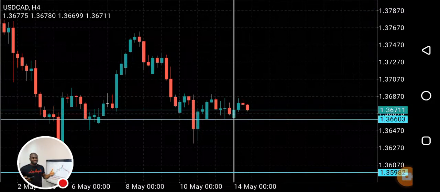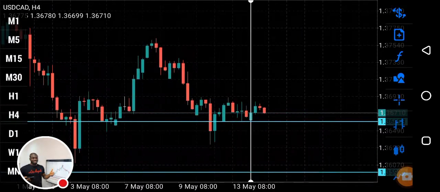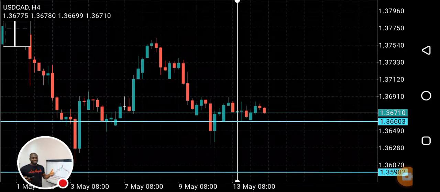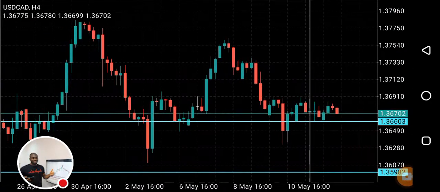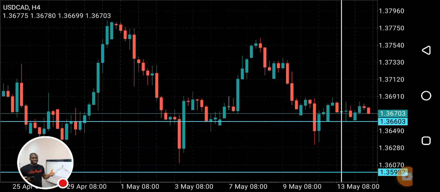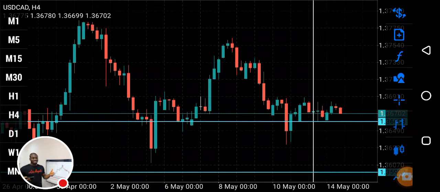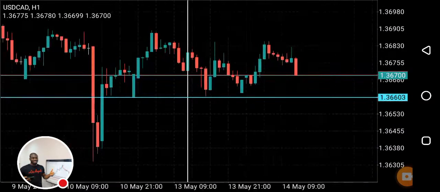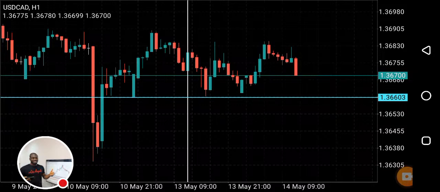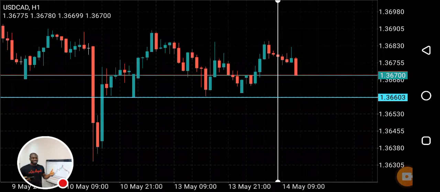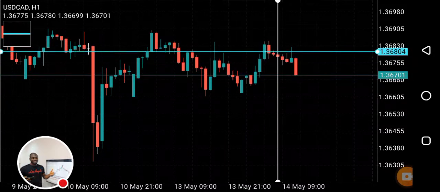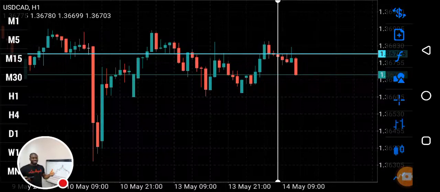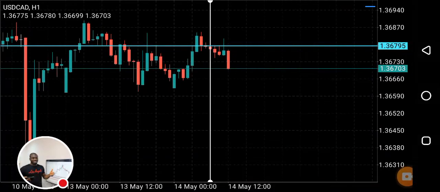I believe after the formation of this bearish reversal pattern on the 4 hour, a fair value gap was created. If you go to the 1 hour and 15 minutes, you will find a fair value gap, and that's the reason we can see price pulling back to fill that fair value gap. So let's go to the 1 hour and identify the fair value gap. On the 1 hour we had a fair value gap here.